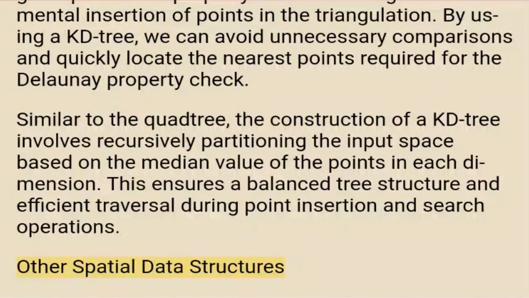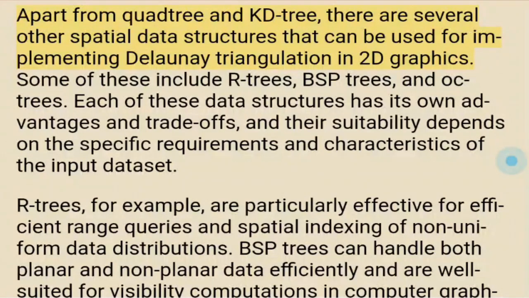Other spatial data structures. Apart from quad tree and KD tree, there are several other spatial data structures that can be used for implementing Delaunay triangulation in 2D graphics. Some of these include R trees, BSP trees, and octrees. Each of these data structures has its own advantages and trade-offs, and their suitability depends on the specific requirements and characteristics of the input dataset. R trees, for example, are particularly effective for efficient range queries and spatial indexing of non-uniform data distributions.